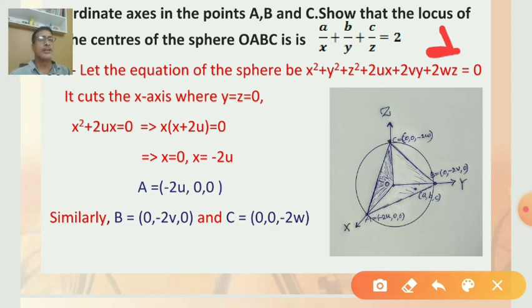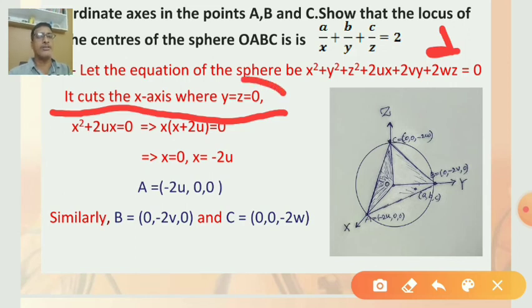So it cuts x-axis at A, y-axis at B and z-axis at C. Therefore, if it cuts the x-axis, so whenever you take a point on the x-axis, then on the x-axis y is equal to 0 and z is equal to 0.